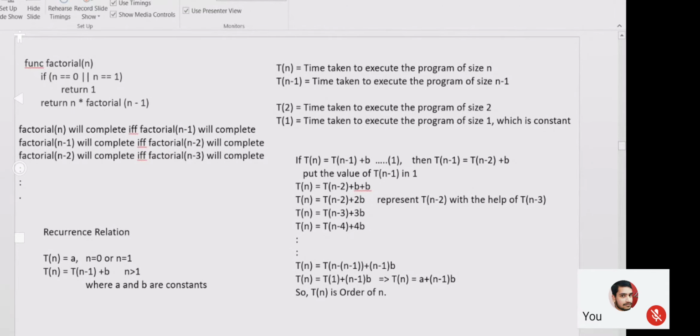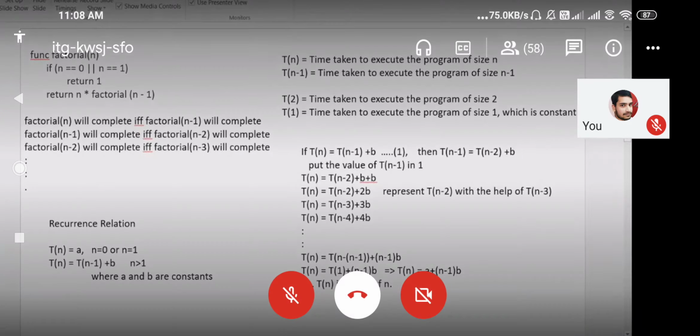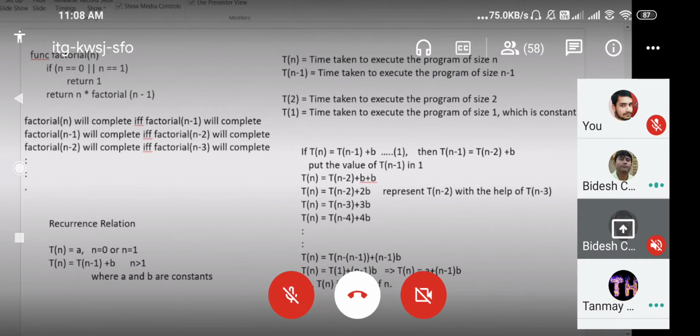This part is clear. Is this clear now, anybody? Yes, sir.